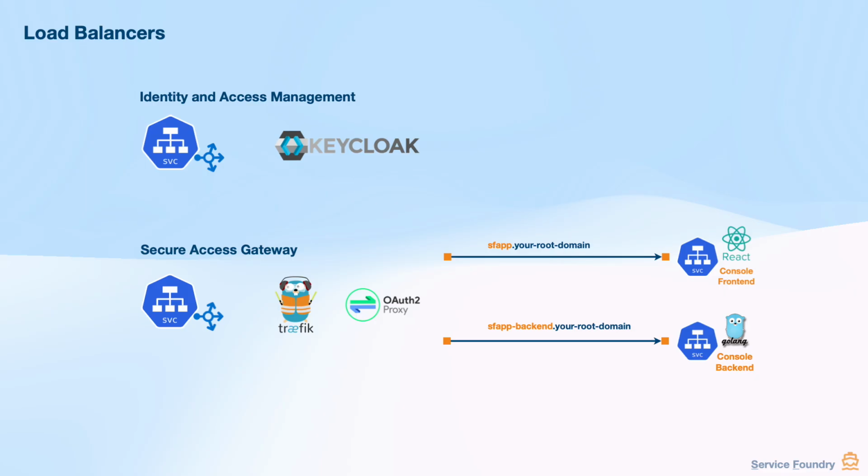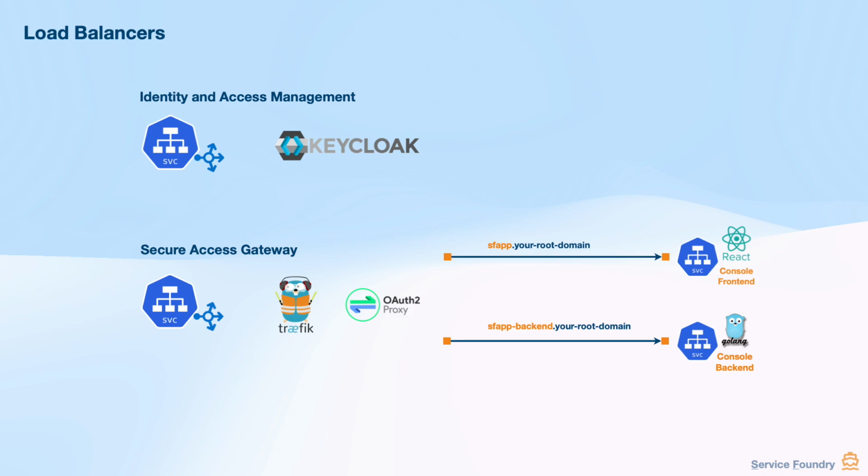Below that is the Secure Access Gateway setup. Here, Service Foundry deploys Traefik as the external load balancer, integrated with OAuth2 Proxy. This ensures that only authenticated users can access the front-end and back-end services.